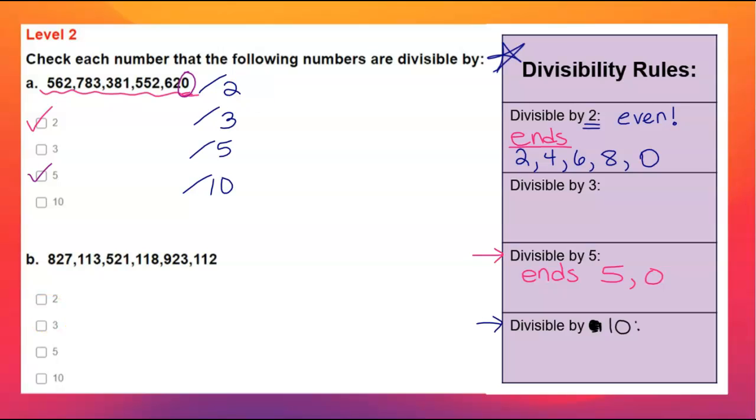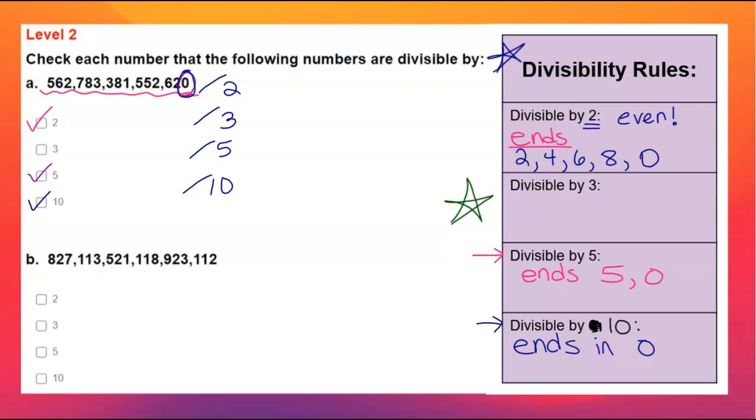When is a number divisible by 10? Well, 10 is a factor if the number ends with a 0. And this one does end with a 0, so it is divisible by 10. Checking if a number is divisible by 3 takes a little bit more work.